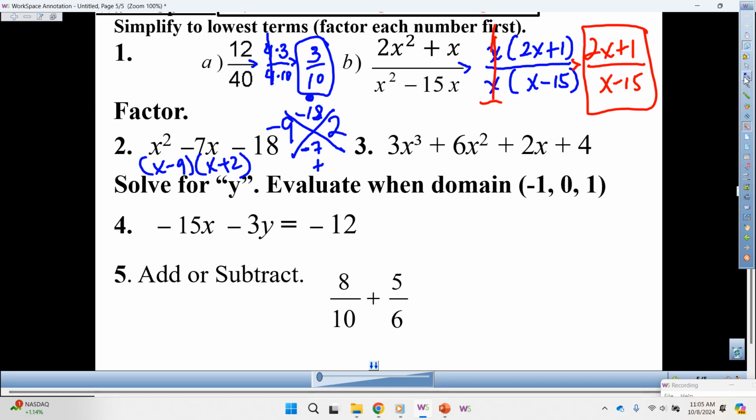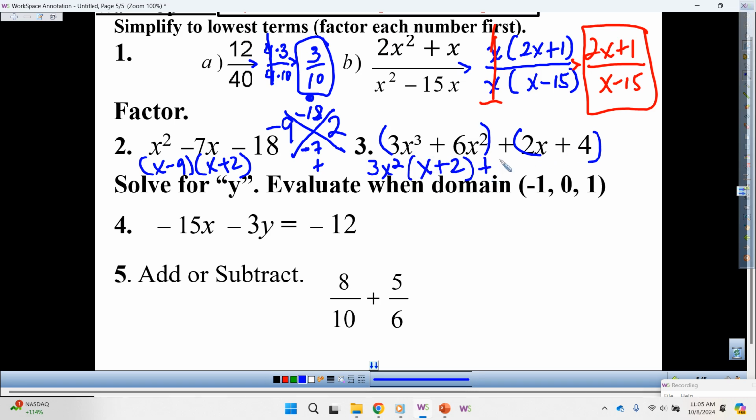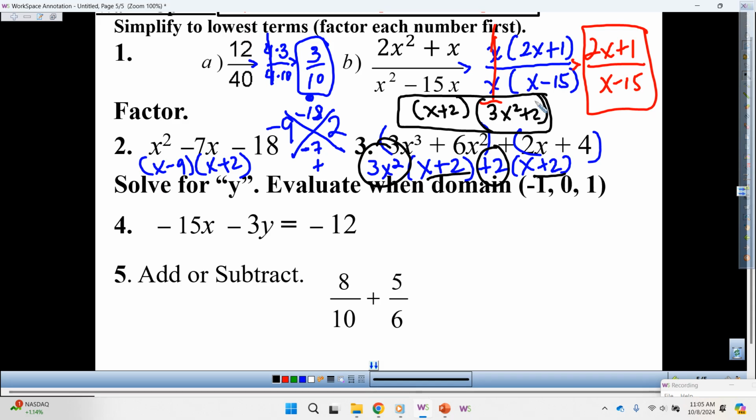Number 3, group. Do we have a GCF? No. Standard form, yes. So therefore, group. So GCF for these two is 3x squared. That leaves us with x plus 2. GCF for these two is 2. We're left with x plus 2. So what's the same here and here? x plus 2, yes. And what's left over? 3x squared plus 2. Pretty good, yeah?